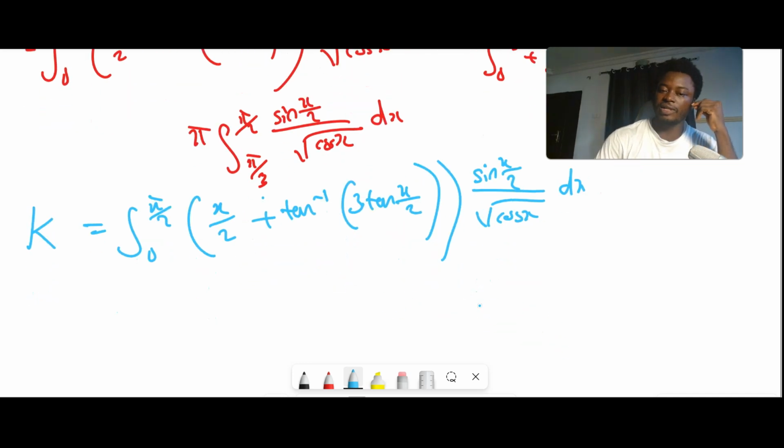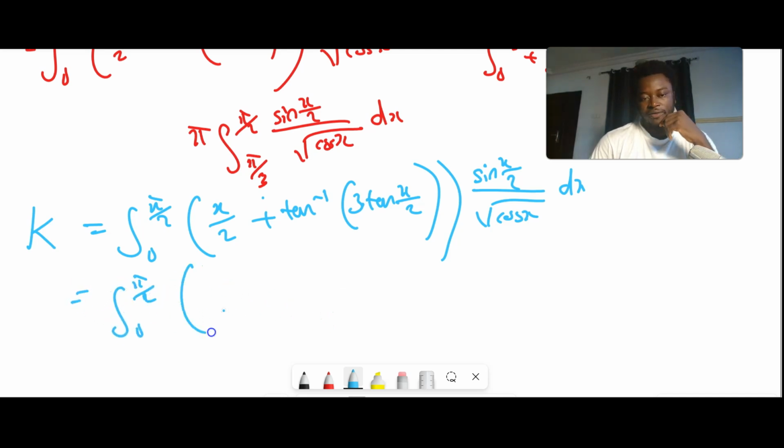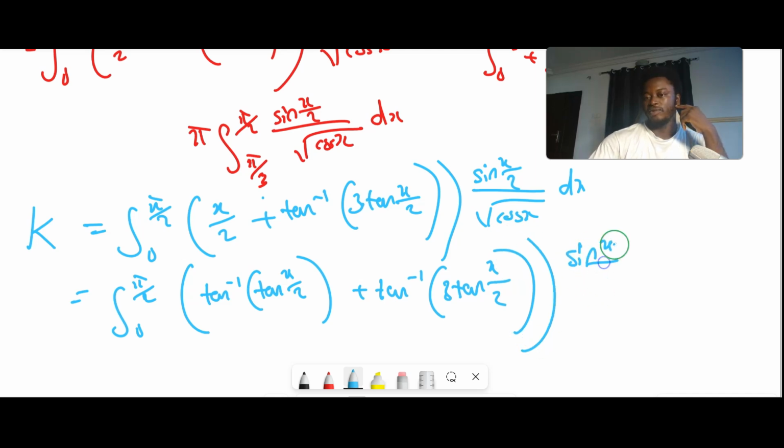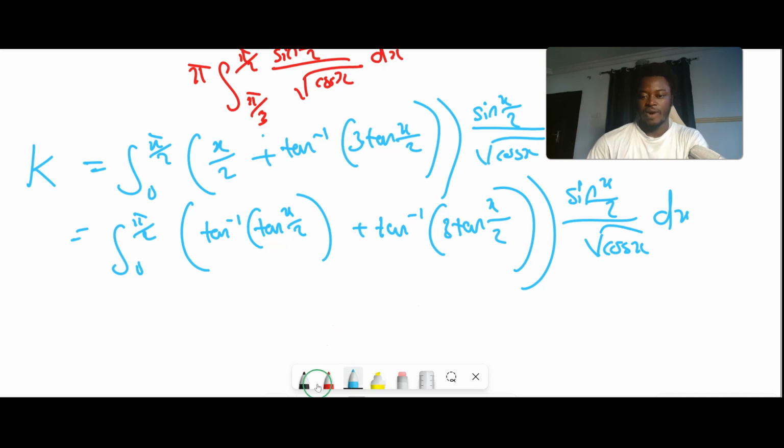So what we're going to do is still write this as, check it out, the integral from 0 to pi over 2 of tan inverse of tan of x over 2, plus tan inverse of 3 tan of x over 2, then sine of x over 2 divided by square root of cosine of x dx. All right, so why do this? Well, it becomes clear because notice that this is going to be the integral from 0 to pi over 2 of what?